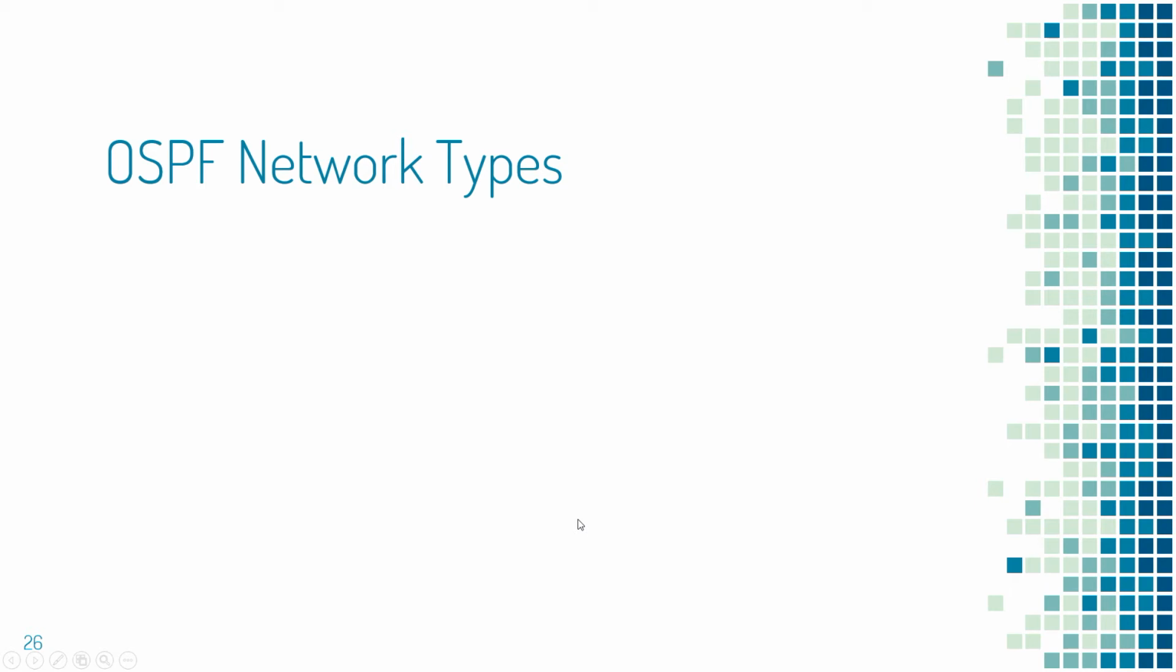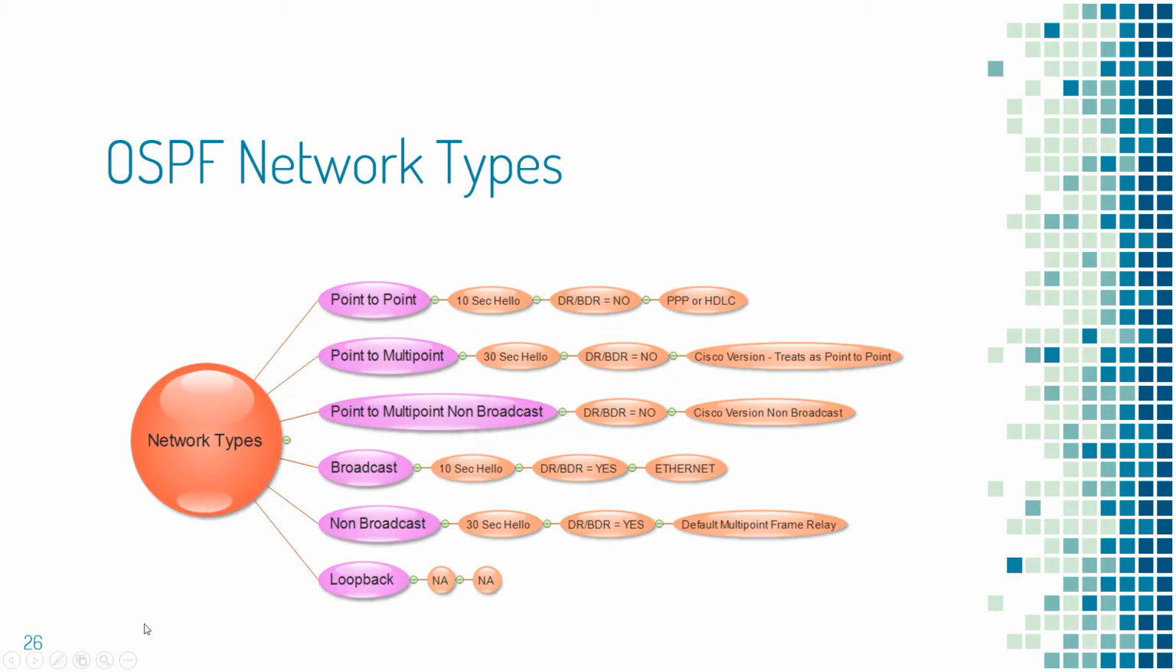OSPF network types. When you enable OSPF on an interface, depending on the interface type, for example Ethernet or serial, the hello and dead intervals change depending on the link type. So we need to take those into account while designing the network. Those network types are listed below: point-to-point, point-to-multipoint, point-to-multipoint non-broadcast, broadcast, non-broadcast, and loopback interfaces.